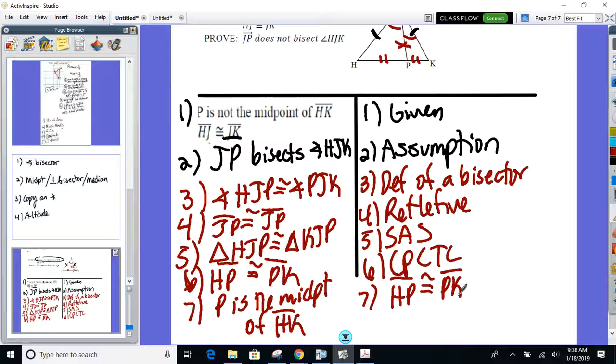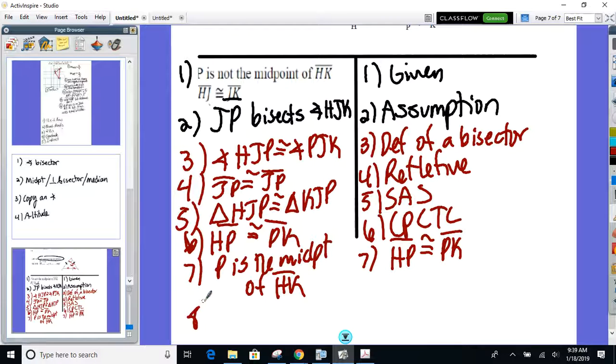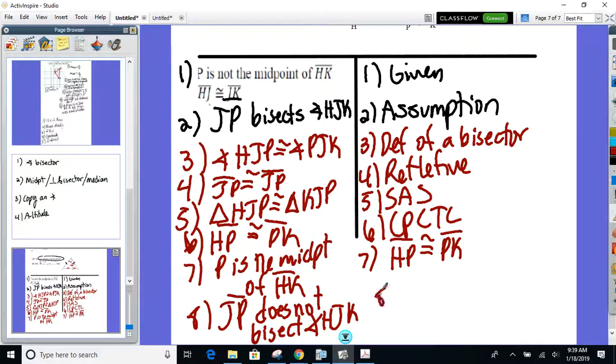What do we have right here in our given and right here in our statement number 7? Contradiction. So what's that mean about our assumption? It is false. So what must be true? JP does not bisect angle HJK. Anybody remember their last reason in an indirect proof? Assumption led to contradiction, and there's something else I required: whatever steps the contradiction is in.